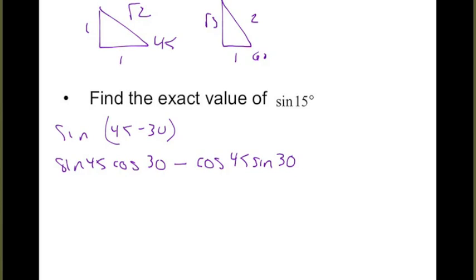So sine of 45, opposite over hypotenuse, is 1 over square root of 2. Cosine of 30, adjacent over hypotenuse, is square root of 3 over 2. Cosine of 45, adjacent over hypotenuse, is 1 over square root of 2. And sine of 30, opposite over hypotenuse, is 1 over 2.